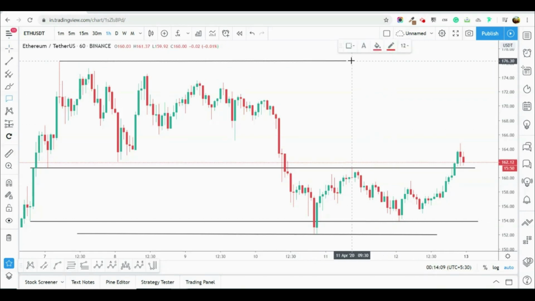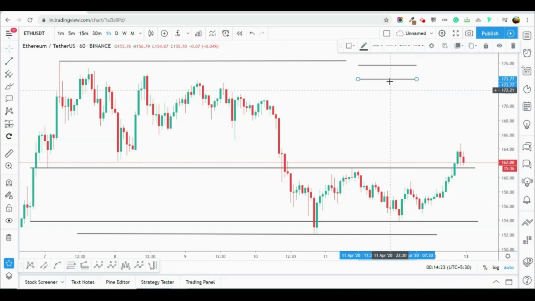Now this resistance is called resistance 2, this resistance is called resistance 1, this one is called support 1, and this is called support 2. So it goes like this. There is no rule that it has to be equidistant or something like that. It depends on the candle, and we just showed you how to draw that.